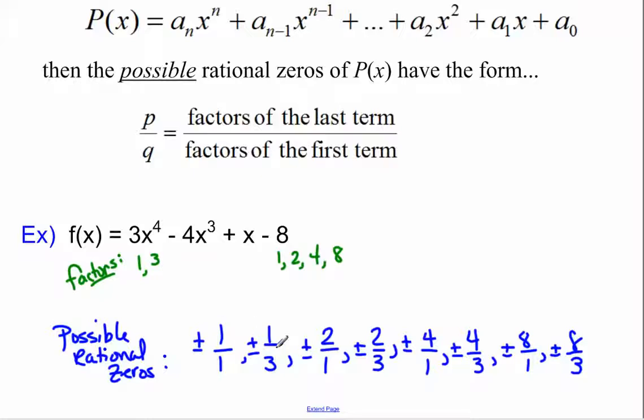And I put plus or minuses in my listing. 2 over 1, 2 over 3. Again, with the plus or minuses. Same thing for 4, 4 over 1, 4 over 3. And then last, 8 over 1 and 8 over 3. And there's our nice long list. Of course, all of these are not going to be zeros because at most we have 4, but at least I have a list of them.